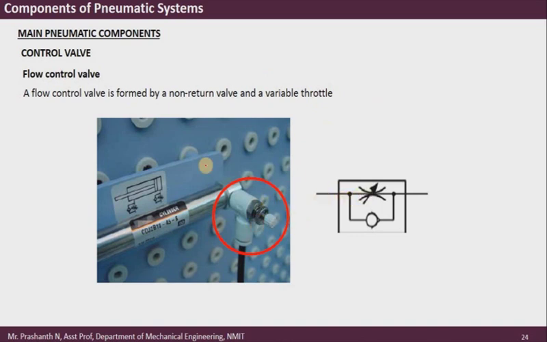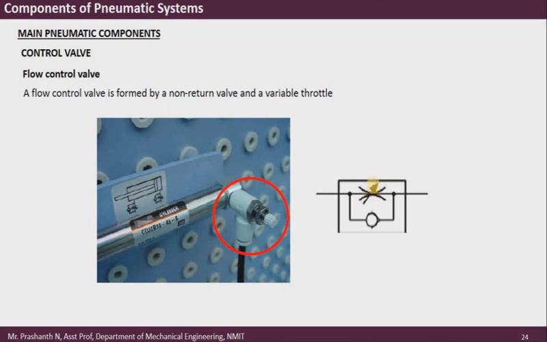So the physical appearance appears something like this. You can see there is a knob here, and where there is a knob, obviously you can vary it. So the symbol of this throttle valve is as follows. Now if you see this symbol, this is basically a combination of two different valves. So this is basically a throttle valve.